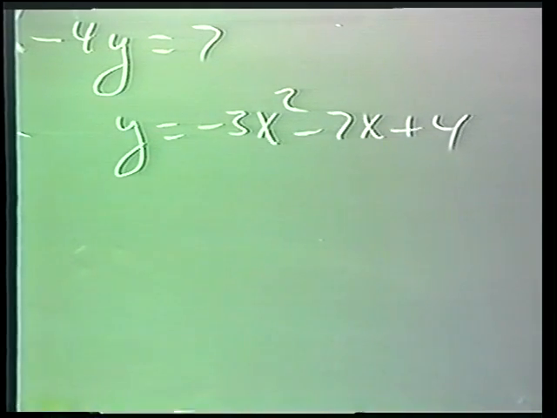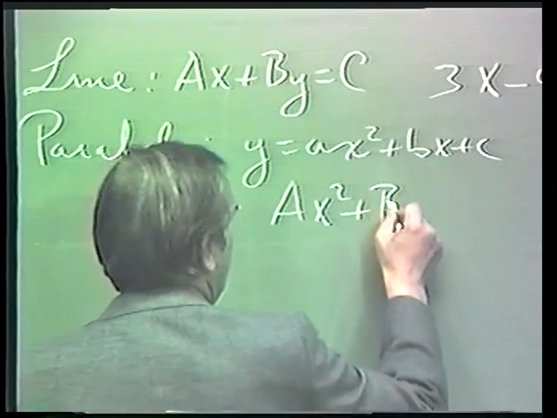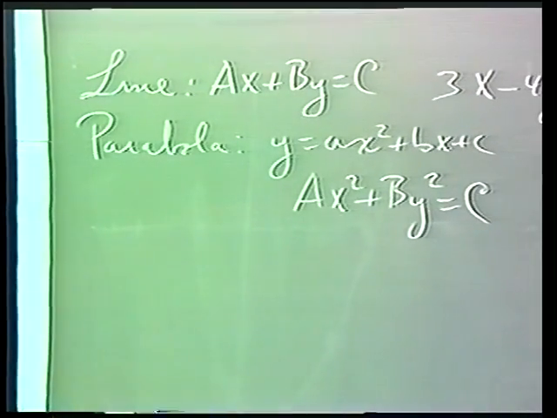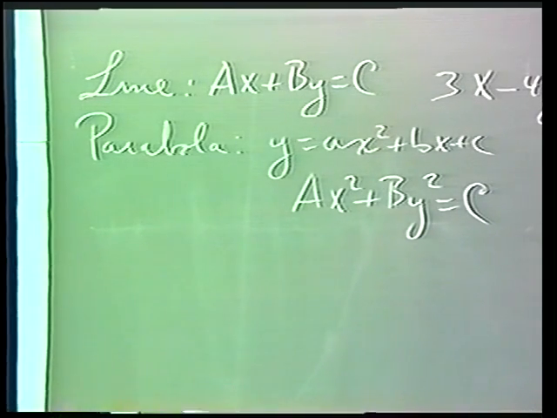Okay. Now, the next 5 all come from ax squared plus by squared equals c. And remember, to identify these, it must be in that form. The x squared and the y squared on the same side of the equation, the constant on the other.